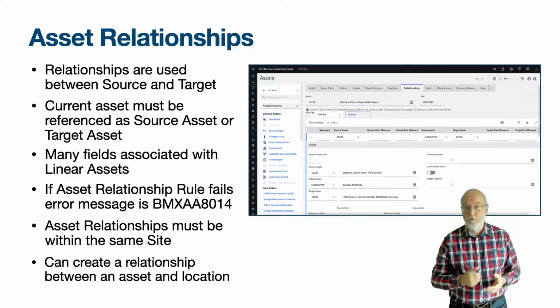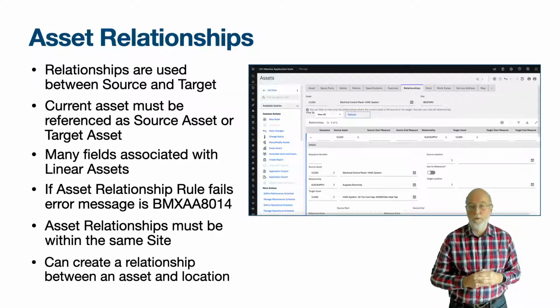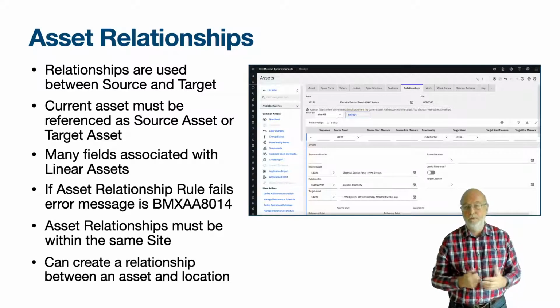Above the table window, you can choose to view asset relationships using the current asset record as the source asset, target asset, or the view all option will find all asset relationships that reference the current asset. The view asset relationship history action shows two table windows. The top one is where the current asset is the source asset, so it is showing the target assets. The lower table window is where the current asset is a target asset in a relationship, so it is showing the source assets in those relationships. Again, these table windows have a lot of fields associated with linear assets.